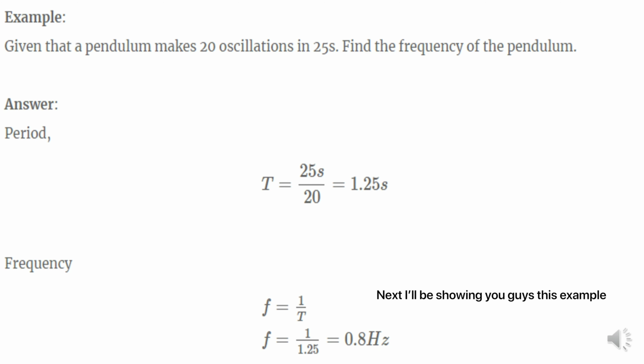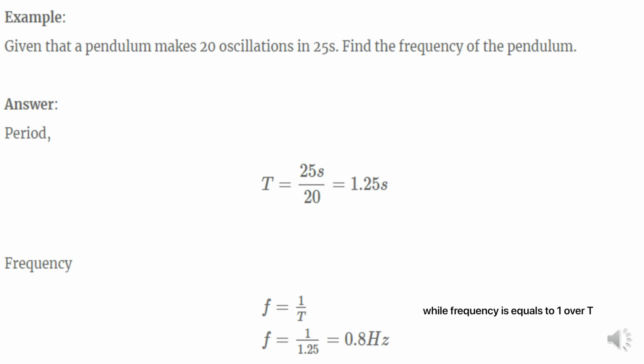So next, I'll be showing you guys an example, an easy one. Given 20 oscillations in 25 seconds. First, we try to find the period. The formula is T equals 25 over 20, 1.25 seconds. Or in other words, 1.25 seconds is needed to complete one oscillation.